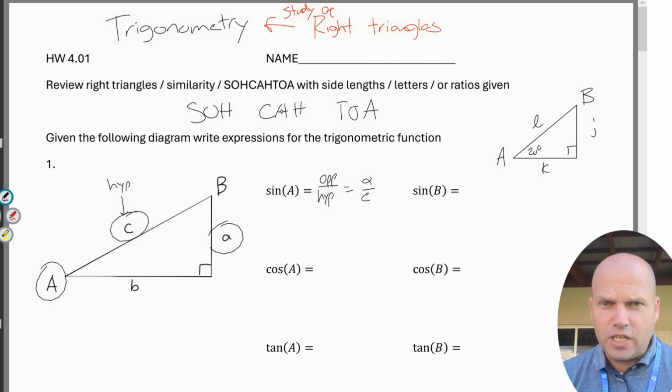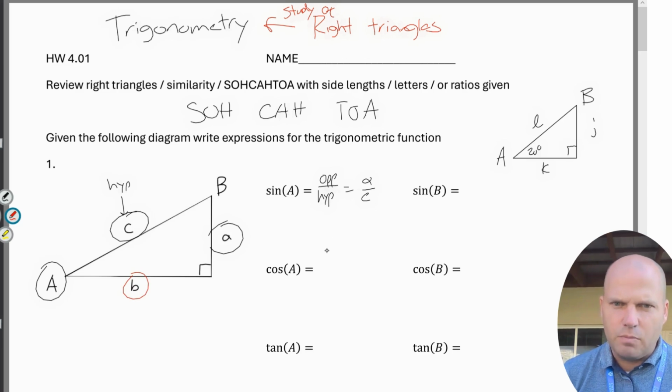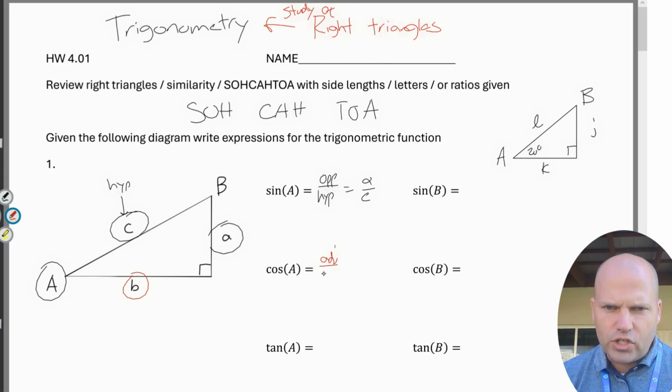Cosine refers to the adjacent side over the hypotenuse. If I ask you, hey, what's the cosine of A? I'm just talking about the ratio in the right triangle with angle A. That's the adjacent over the hypotenuse. You'd be like, oh, that's B over C.